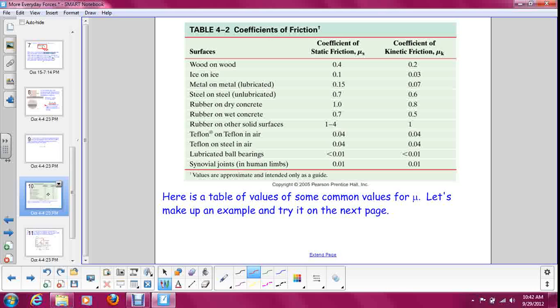So, for example, if you want to know what the coefficient of kinetic friction is for ice moving on ice, we would go over here to the kinetic friction, and it's 0.03. That's not very big. The smaller the coefficient of friction, the less friction there will be. The easier it is for those things to slide across each other.